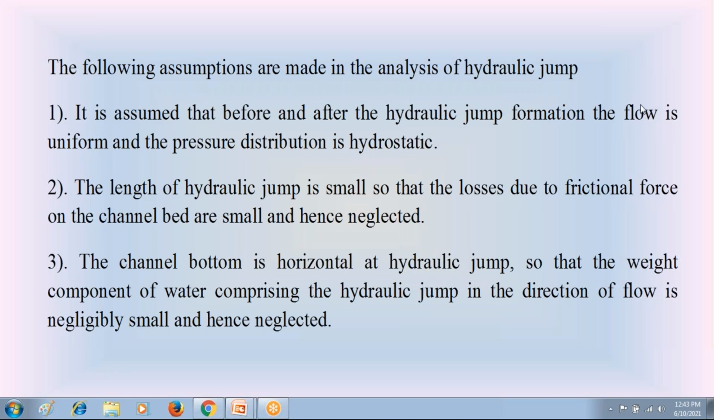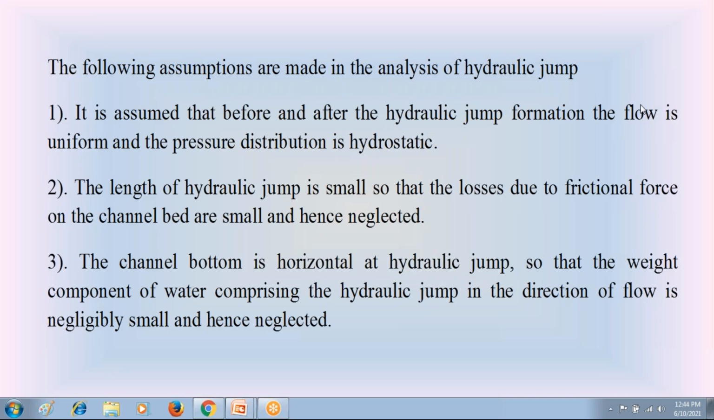Don't confuse. We assume in this analysis of hydraulic jump, before the hydraulic jump is in supercritical condition, and after the hydraulic jump is in subcritical condition. So either before or after the hydraulic jump, we assume the flow in the channel is uniform flow. So please check that first assumption. This is only an assumption, students, not the reality. So don't confuse about these assumptions. In the analysis of hydraulic jump, the first assumption is important, please.